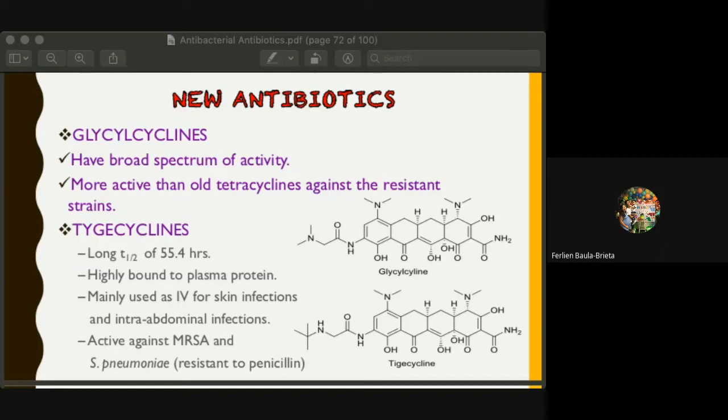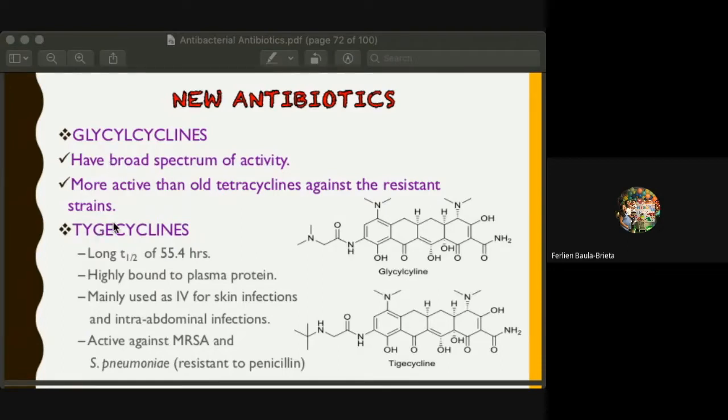Let's have new antibiotics such as our glycylcycline. So these are under tetracycline pa rin. So they have broad spectrum of activity. It is more active compared to the old tetracycline. So under our glycylcyclines, we have tetracyclines.